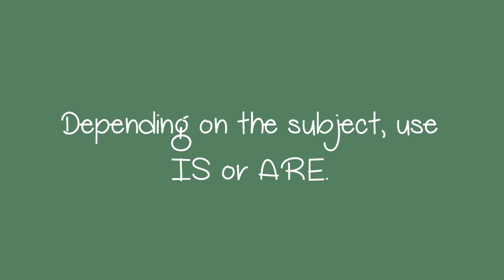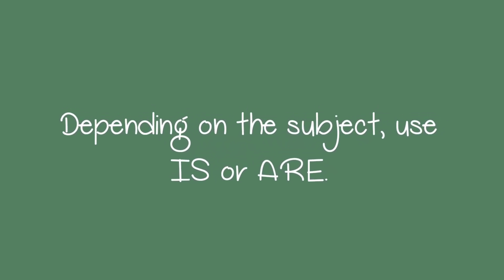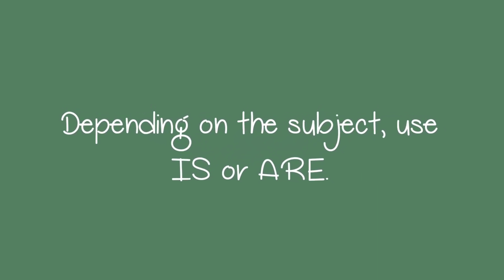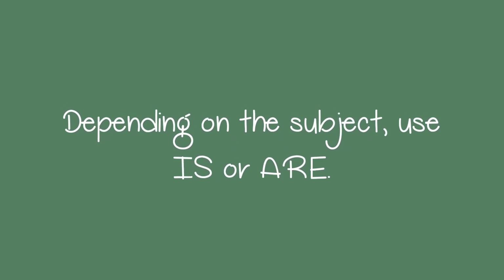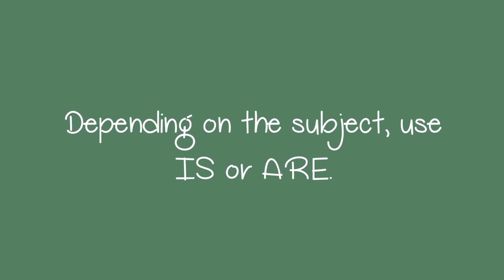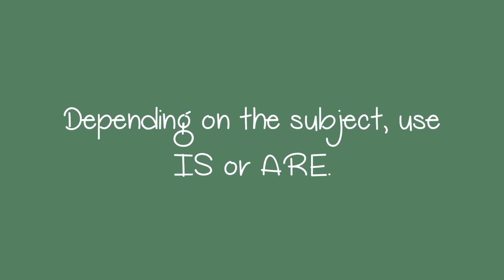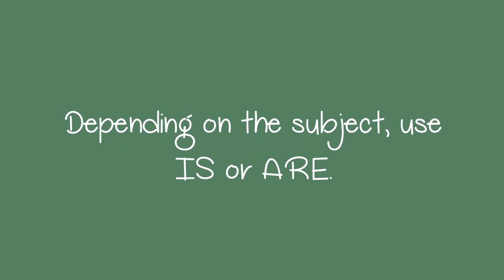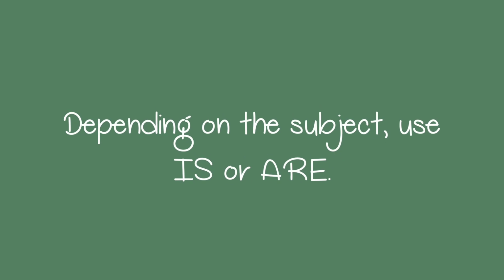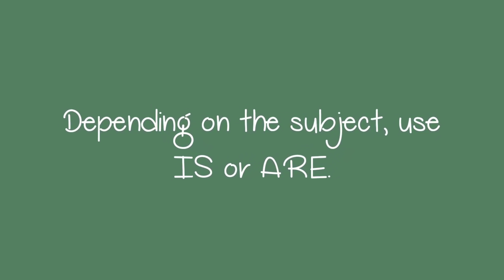So, basing or depending on the subject, we use is or are. Kapag isa, is. Kapag marami, are. So it is very, very important that you know how to identify the subject in your sentences. Okay? Because the subjects in your sentences will be the basis of whether you use is or are.